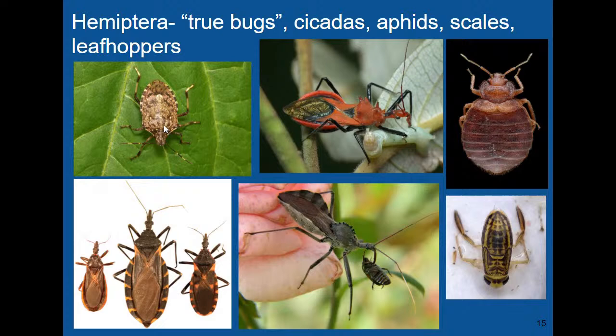This one is one of the assassin bugs, and with that piercing, sucking mouth part, it's got hold of an inchworm here and is sucking its innards out. Yes, these are predators. Some of them suck sap and are plant pests, and some of them are predators. This one is definitely a predator, as is this one. And these are pretty common around here. They're called wheel bugs. They've got this arched structure along the back, but it's got that long piercing mouth part.